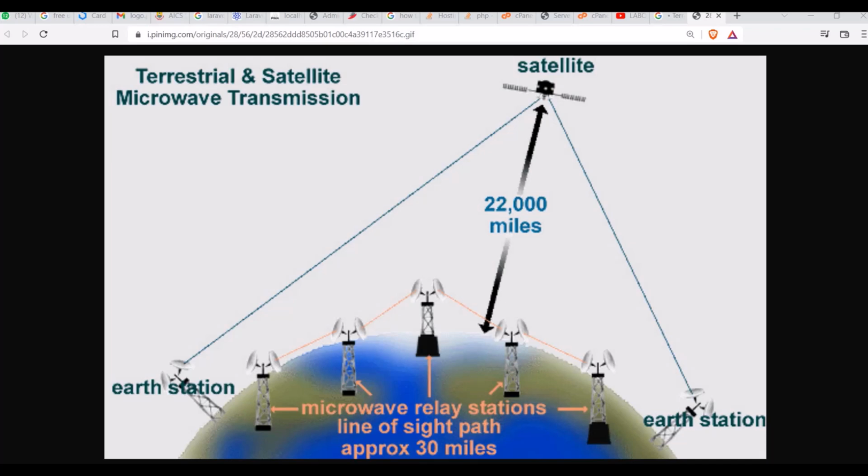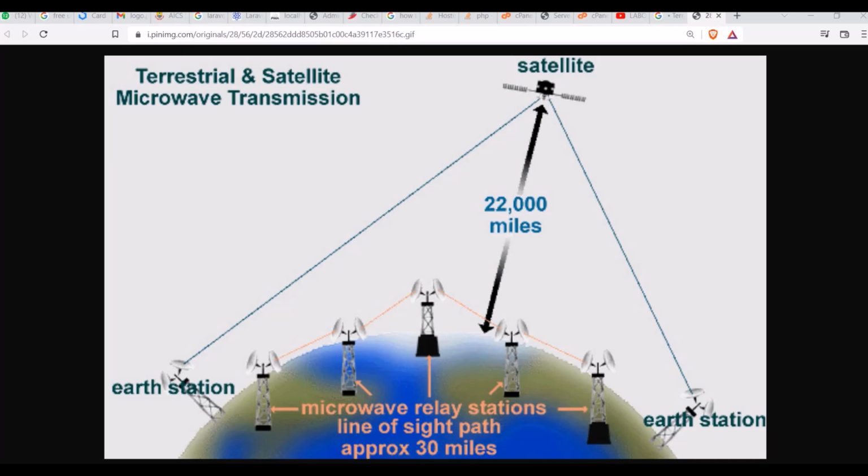Terrestrial microwave cannot pass through obstacles due to its high frequency. To overcome this problem, the satellite comes in. The satellite acts as a repeater, sent up to a geostationary location, about 22,000 miles from the equator.